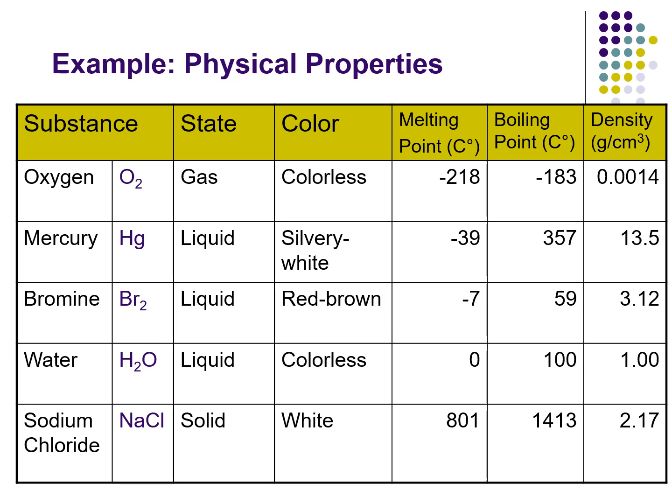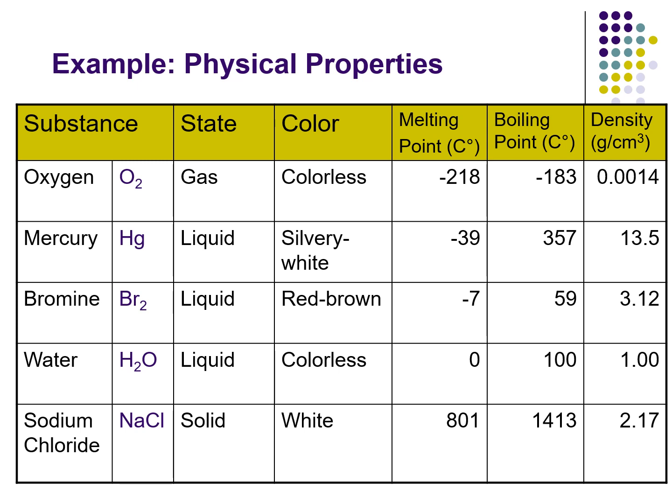So oxygen. Oxygen is in the gas state and it is colorless. It has a melting point of -218 and a boiling point of -183, and density, mentioned in gram per cubic centimeter, is 0.0014. Now coming to a liquid, that is mercury. The state of mercury is liquid. Its color is silvery white, and it has a melting point of -39 and a boiling point of 357 degrees Celsius, and density is 13.5 gram per cubic centimeter.